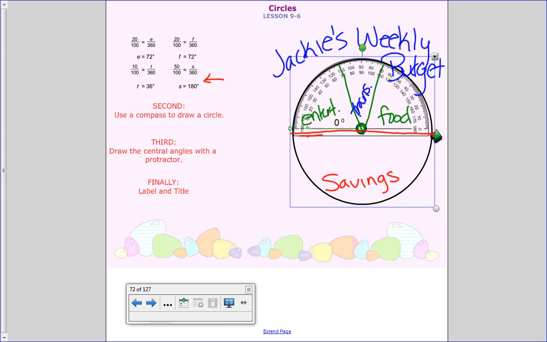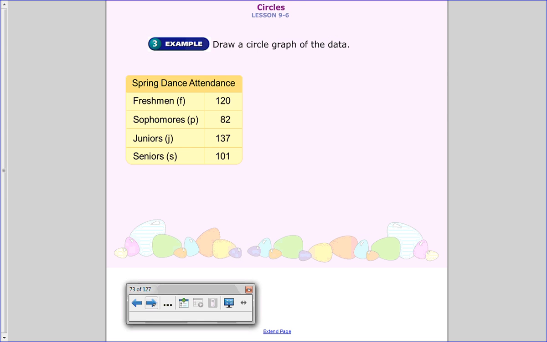There we go. So we're going to do one more of these so we all get to practice a little bit more, and maybe I can use a protractor a little better this time. So draw a circle graph of this data. They tell us the spring dance attendance. We have freshmen, sophomores, juniors, and seniors. This time it's not in percents, so we have to find out how many of each group out of the whole went to the dance.